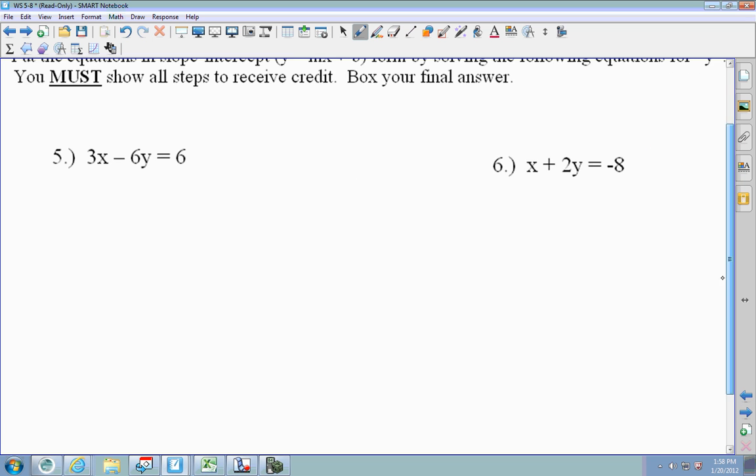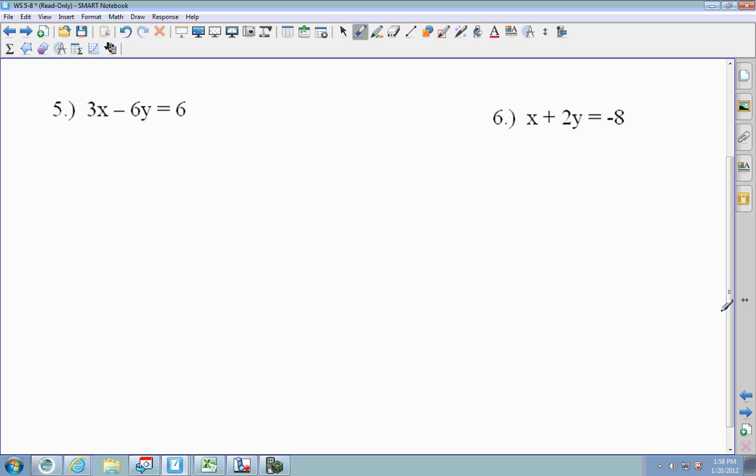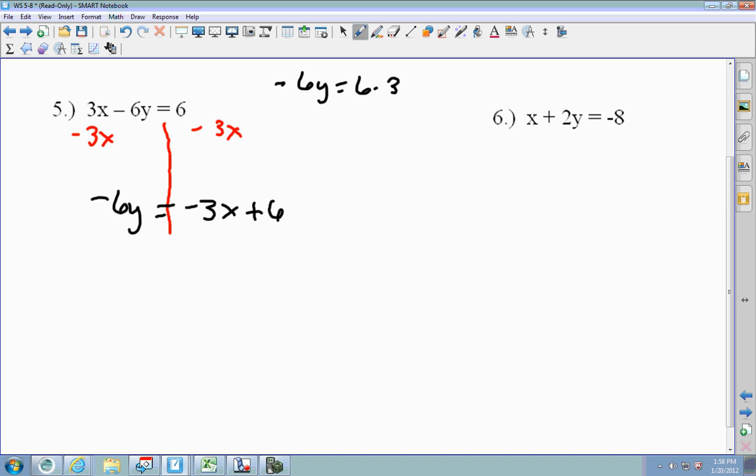So let's try these to move them into slope-intercept form. You would first subtract 3x from each side. You get negative 6y equals negative 3x plus 6. You could write it as negative 6y equals 6 minus 3x. It means the same thing. It doesn't matter what order. I would then divide by negative 6. Even if you wrote it in the other order, you would still do the same thing, dividing by negative 6.